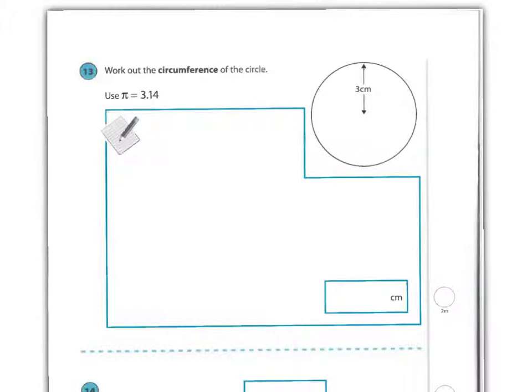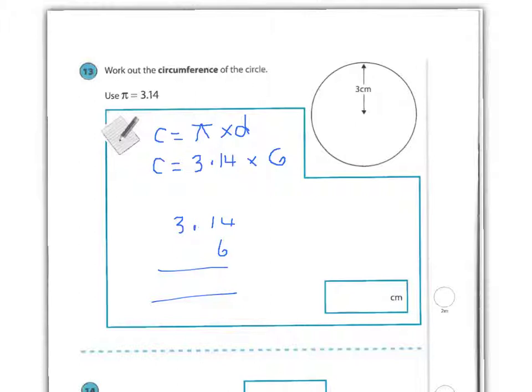Question 13. Work out the circumference of this circle. The formula for circumference is C equals pi times diameter. We've been asked to use pi as 3.14. Now the diameter of the circle hasn't been shown. What we've got is the radius, so we must double that, making a diameter of 6. And then we can work out 3.14 times 6 using a short multiplication sum.